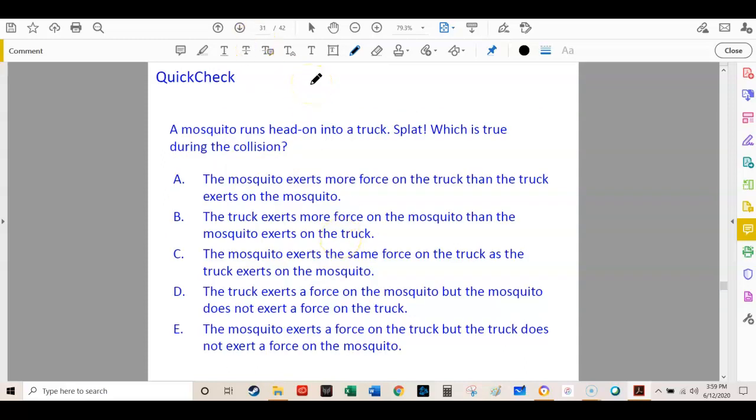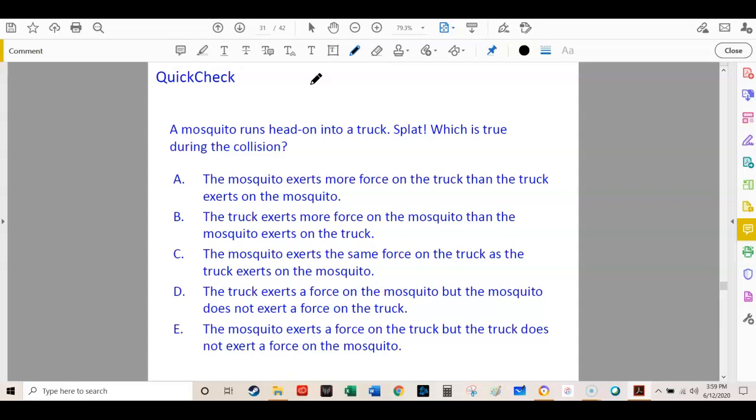Well, let's try some stuff out. Let's try just seeing if you could identify action-reaction pairs. So a mosquito runs head-on into a truck. Poor little mosquito. It goes splat. What is true about the collision? Is it A, the mosquito exerts a force on the truck, then the truck exerts a force on the mosquito? B, the truck exerts more of a force on the mosquito than the mosquito exerts on the truck? Or C, the mosquito exerts the same force on the truck as the truck exerts on the mosquito?